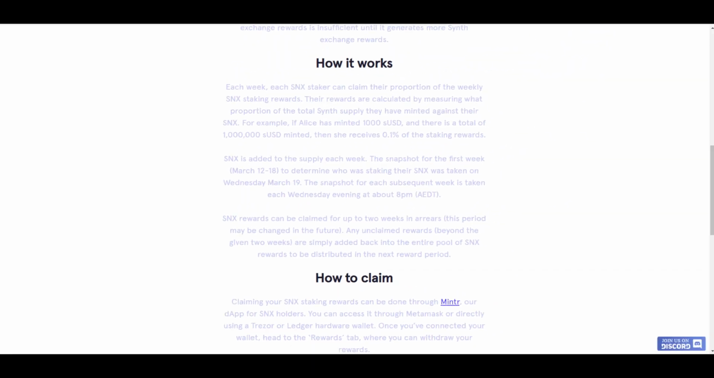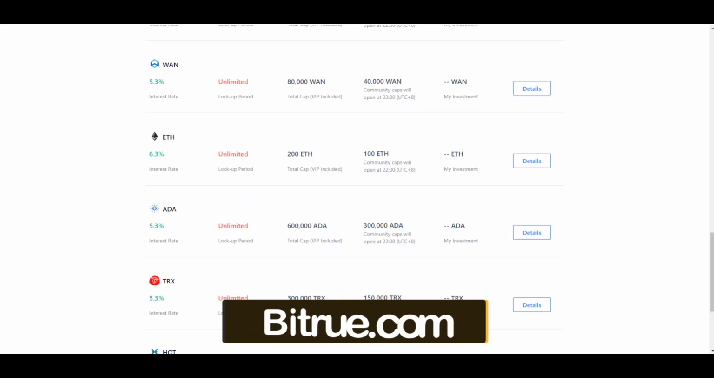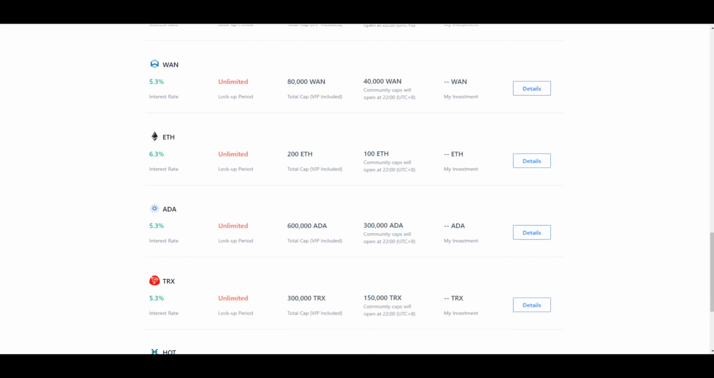So if you're an ETH holder out there and you want to take advantage of this loophole, here's a quick hack for you. This platform is called BitTrue. They have a lending feature called the Power Piggy, which allows you to deposit ETH and earn interest on it. Currently they're offering 6.3% on Ethereum. So what you could do is keep your Ethereum on the platform. Unlike other platforms, BitTrue gives daily distributions for the yield.